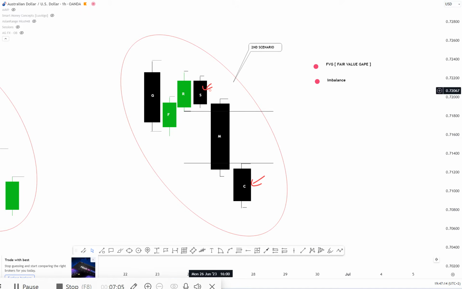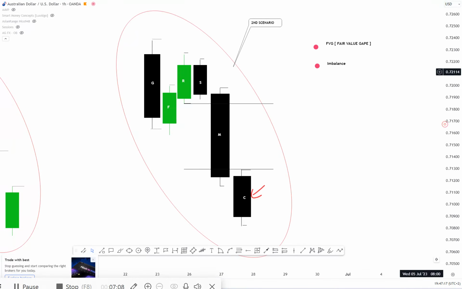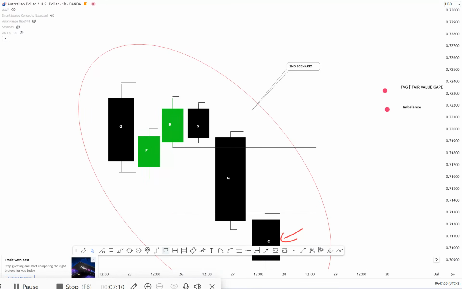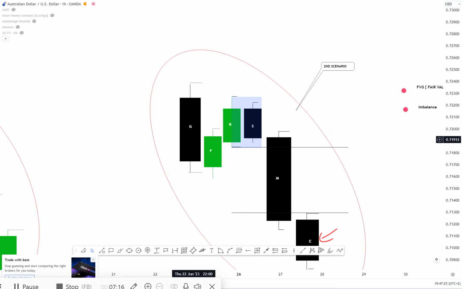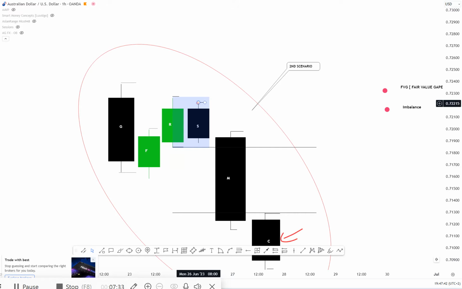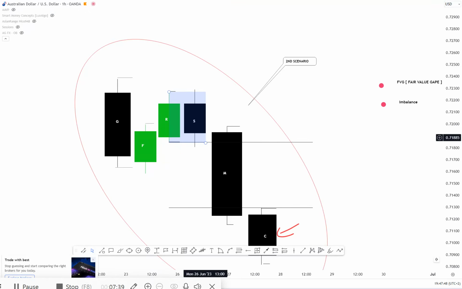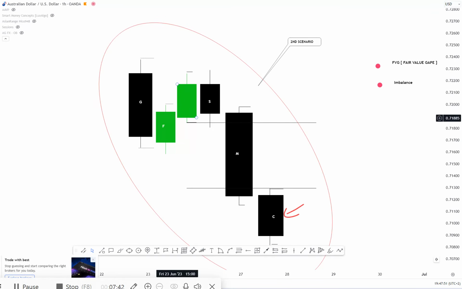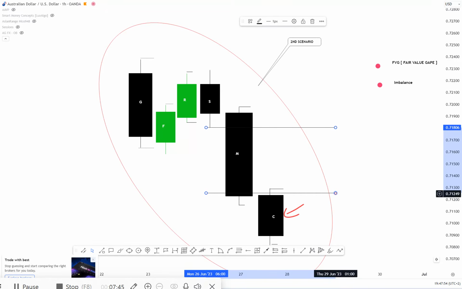Why do they mark the imbalance from this point? There is some logic as well. You can see here, the S candle is totally in the shadow of the R candle. That means the S candle doesn't have its own value. You can say this is the father of the S candle. The S candle is a son of the R candle, so the son has no value. But if the S candle's high or low breaks the shadow of the R candle, then we mark the imbalance from this point. Then our imbalance will be from this point to this point.